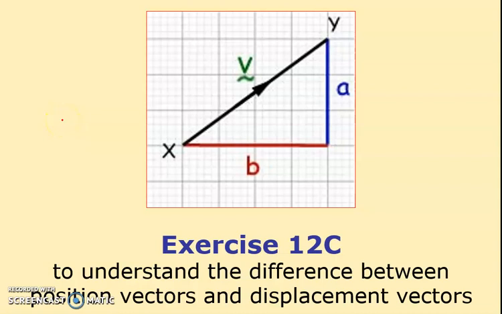Hello, this is exercise 12C, again building more on our knowledge of vectors, and today we're looking at the difference between what are called position vectors and what are called displacement vectors. There's a subtle difference between the two. You can think of position vectors as almost like a coordinate, whereas the displacement vector is like a movement from one place to another, which may or may not start at the origin. Position vectors only ever start at the origin, so you can think of them as coordinates.